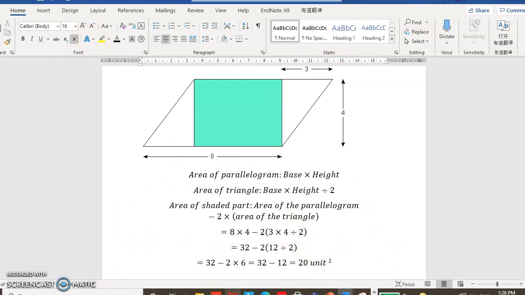So I hope all of you are aware of how to do this question, and now I've gone through this question and it's time for you to recap and revise on the knowledge of calculating the areas of a parallelogram and triangle. Okay, all right, thank you very much.